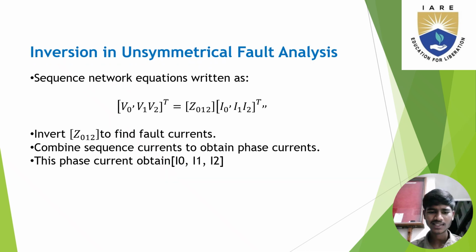Inversion in unsymmetrical fault analysis. The unsymmetrical fault sequence network equations are written as [V0 V1 V2] transpose equals Z012 times [I0 I1 I2] transpose. This comes from the bus example, V bus equals Z bus times I bus, with the bus replaced by 0, 1, 2.